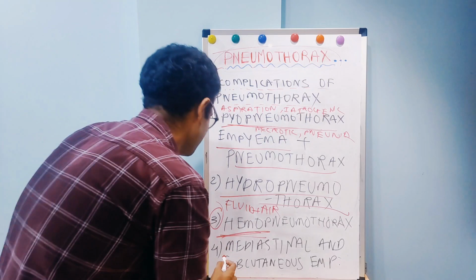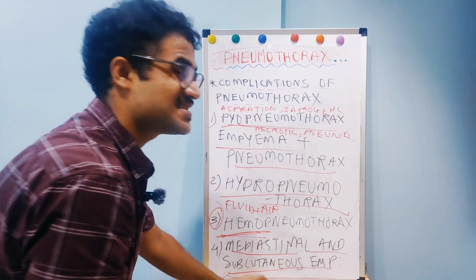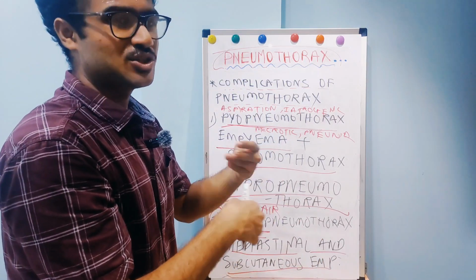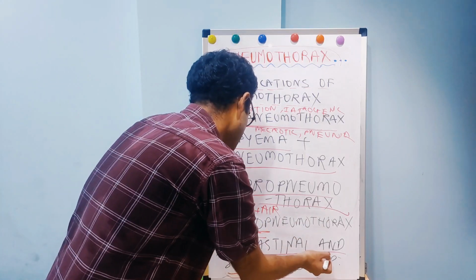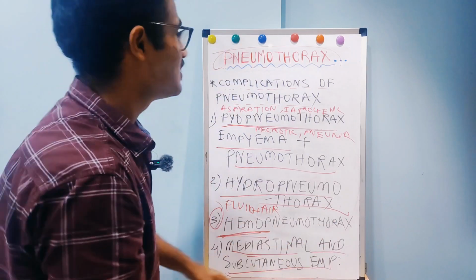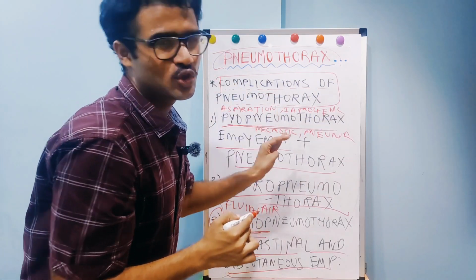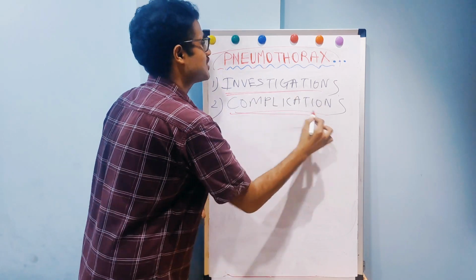Now fourth part is obviously from the name you can see mediastinal and subcutaneous emphysema. Emphysema means reduced surface area. So exchange of gases is also reduced because there is reduced surface area. So basically this is mediastinal and subcutaneous emphysema. So basically this is about complications of pneumothorax. So now I would be briefing you about investigations and complications of pneumothorax.